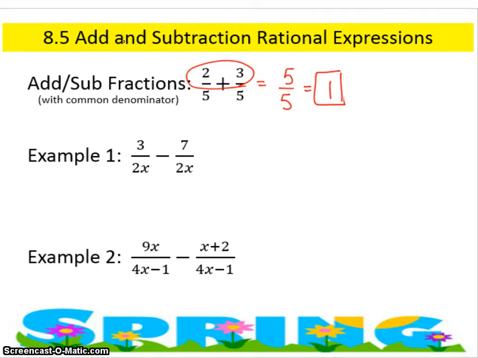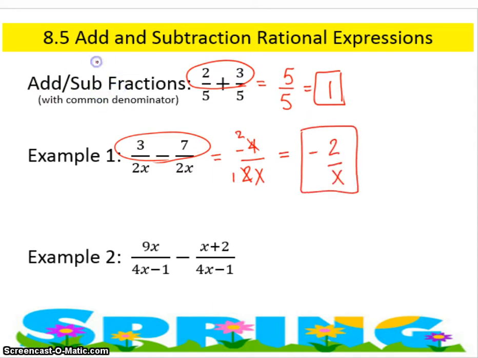We're going to apply that same concept with some x's, with some variables in our fractions. So number one, we already have a common denominator. So we are going to add, or in this case, subtract the top, which leaves us with negative 4 over 2x. Add the top, subtract the top, and leave the bottom. And now we can reduce. 4 over 2 is 2 over 1, and so we have negative 2 over x. Done.